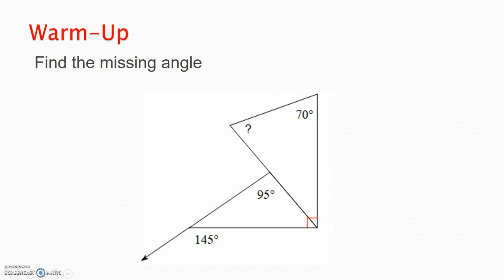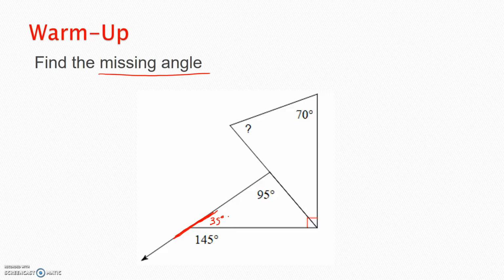Okay, so for this warm-up, we have a lot going on, right? We have two triangles stacked. We have this exterior angle 145 being created. My job is to find the missing angle, this question mark over here. So how can I do that? Again, use all your vocab that you know. I know I have a straight line right here. Straight line is 180 degrees. So if I already have 145 taken up, what is 180 minus 145? That's going to be 35 degrees.